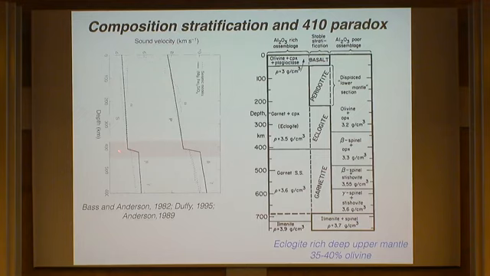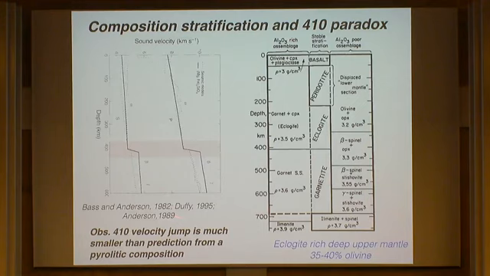This is a question that has been discussed over the past several decades, in fact. And on the right, you see some of the earlier models proposed by Don Anderson, which suggest maybe actually in the transition zone, a lot more eclogite or much less olivine in the upper mantle.